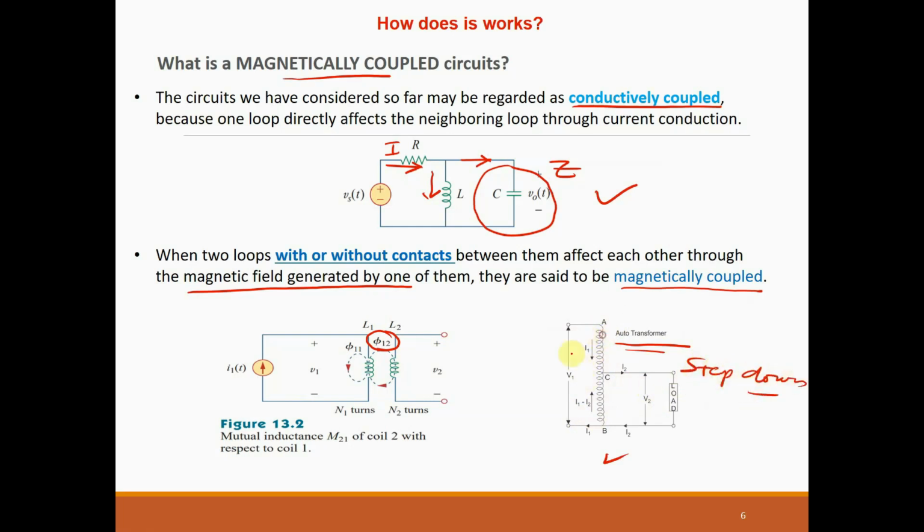Okay, here there will be some magnetic flux, and it will affect the flux of the secondary. But let us just focus on non-contact, or without contact. This is our topic for today. So we have here the number of turns on the primary. We have the number of turns in the secondary.